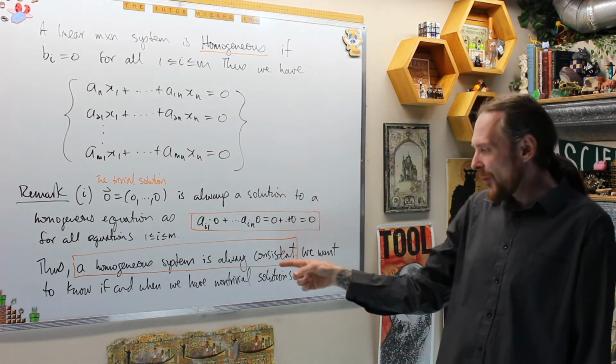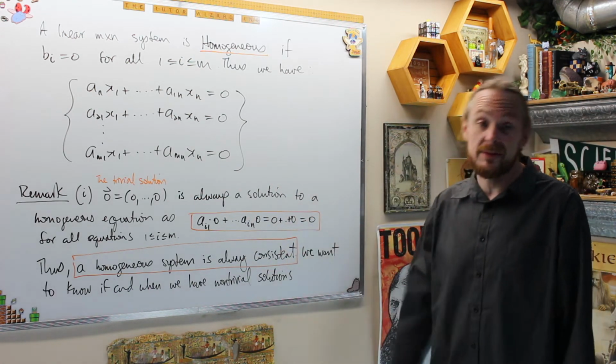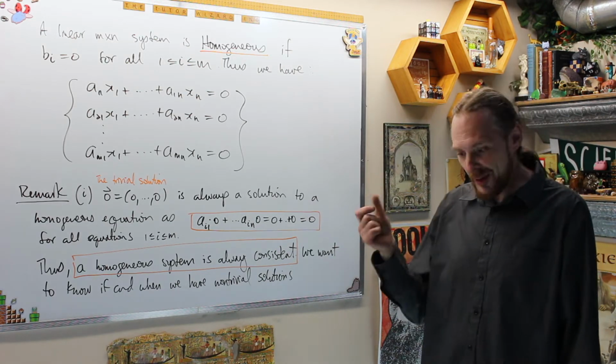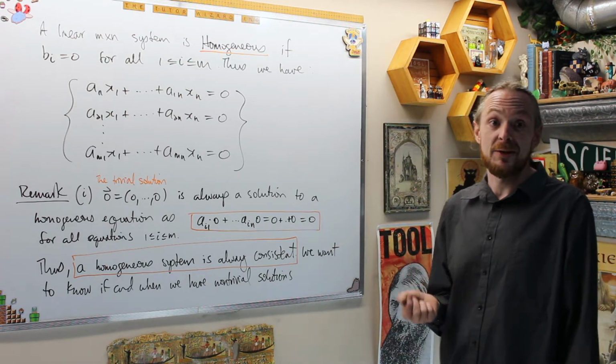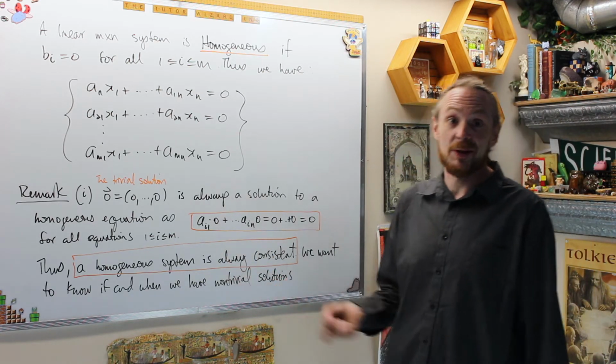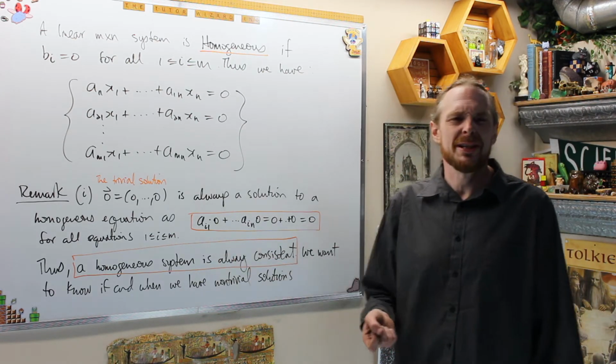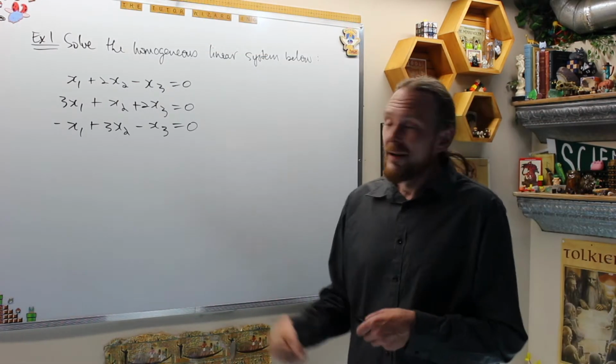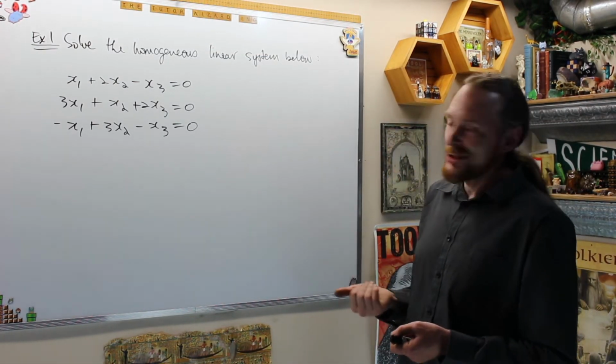We want to know if and when they have non-trivial solutions, and this will come up and creep up and give you nightmares when we talk about linear independence of vectors in m-space. So remember that when we're doing linear independence, we're solving homogeneous systems of equations. All right, we're going to solve some linear homogeneous systems now.